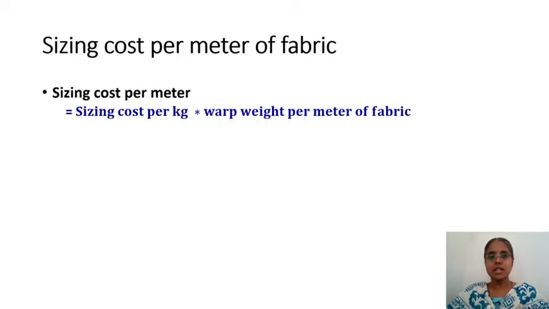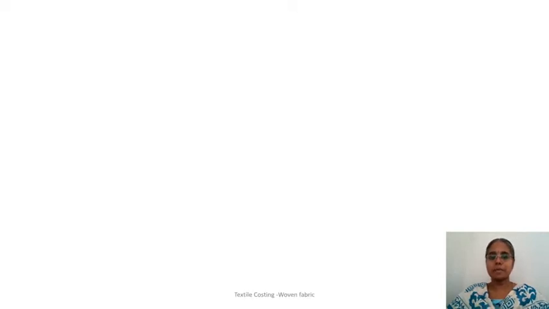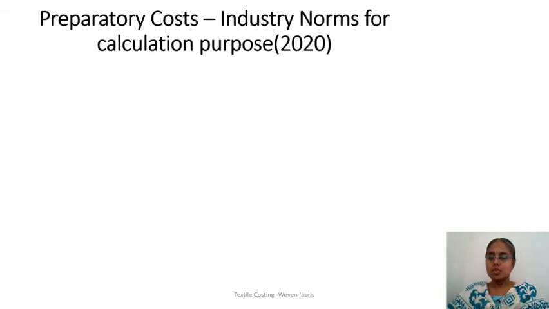So this sizing cost is calculated per meter using this formula: size cost per kg into warp weight per meter of fabric. All the sizing ingredients are taken on the weight of the material. So the sizing cost you will calculate in kgs, and you can convert it into sizing cost per meter of fabric. We have seen already in the last lecture the industry standards. You cannot say it as norms.